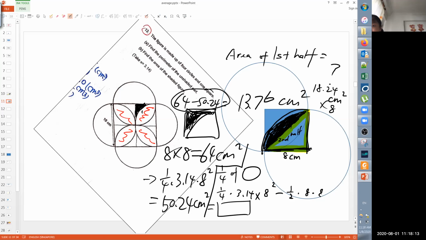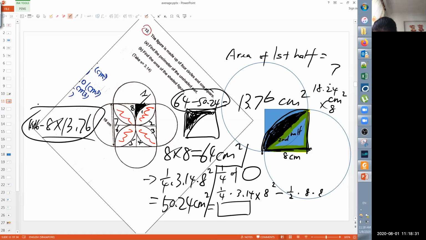So how many parts do you have? 1, 2, 3, 4, 5, 6, 7, 8. So you have 8 of them. So it's 8 times 13.76. So this will give you all the black part. What you do is 16 times 16 minus off this. Then you will get the area of the red part. So this is also another way to look at it. Okay? So make sense? Pretty easy, right?